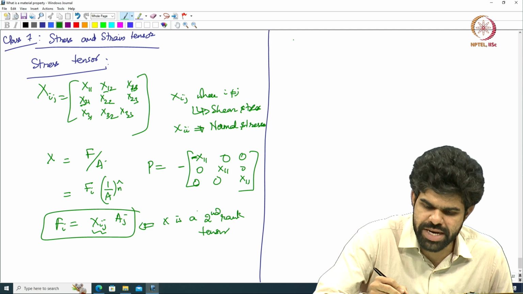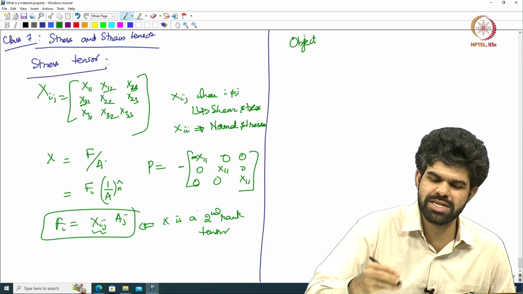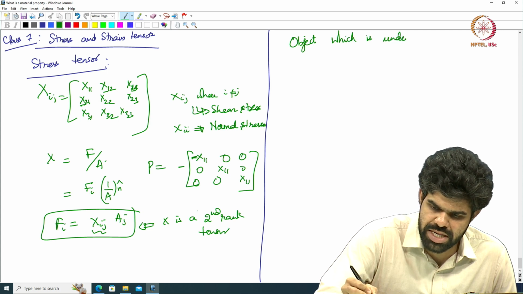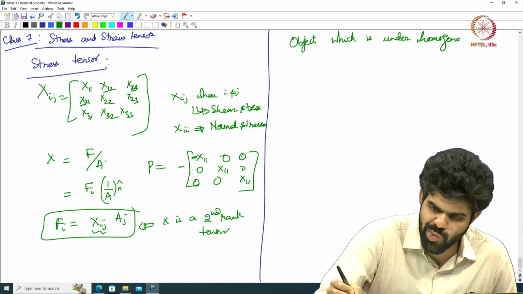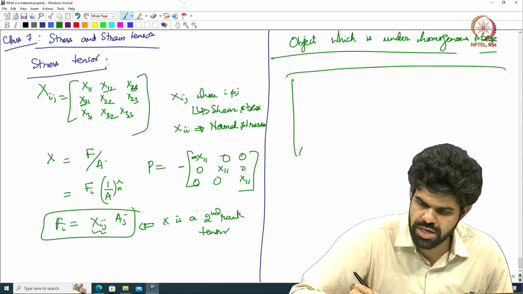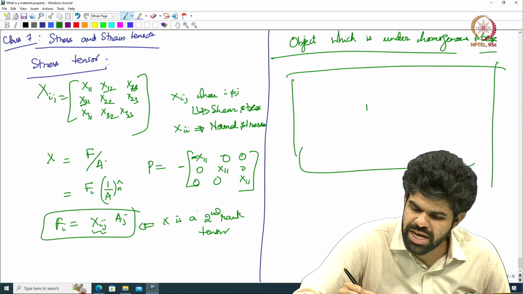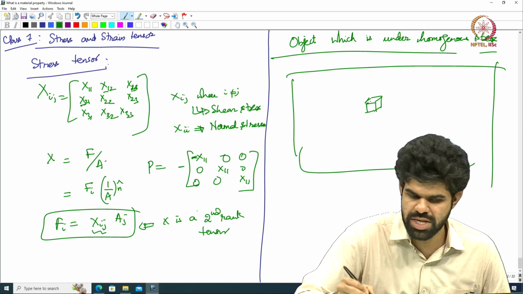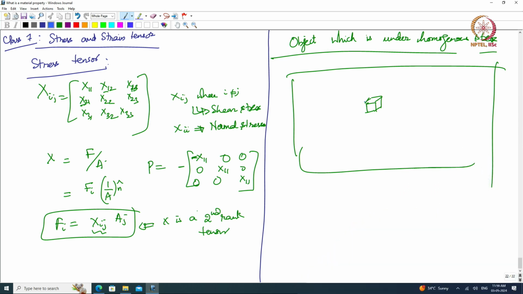Now, let us look at an object. Let us do some applied mechanics for the next 10-15 minutes. Take an object which is under homogeneous stress. What does that mean? That means I have a huge object, right, and I take a very small volume and I call this the representative volume element, right? So this green cube that I have here, I will call this RVE, or a representative volume element.